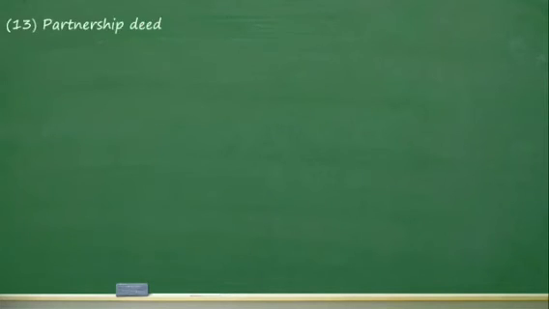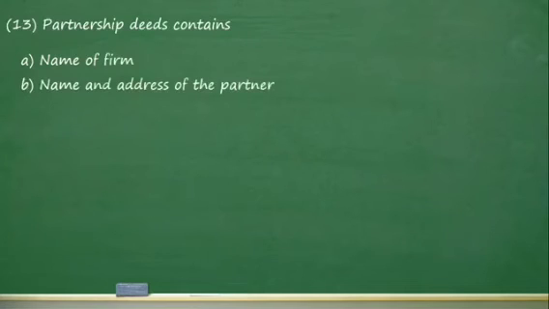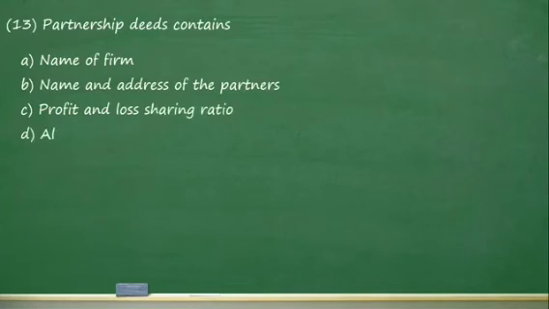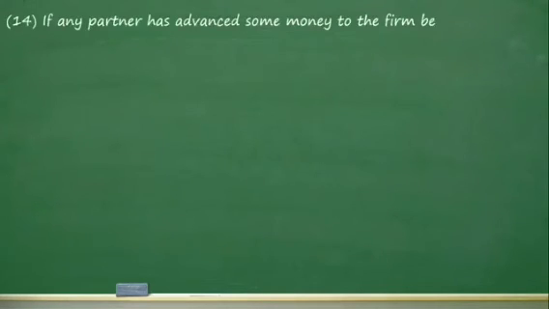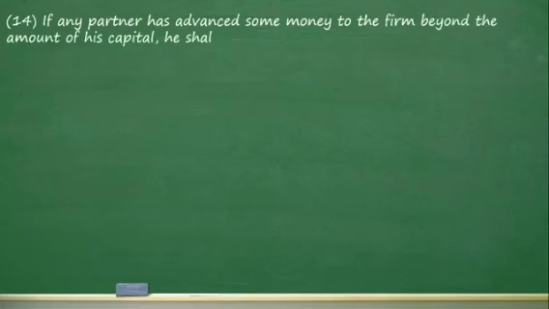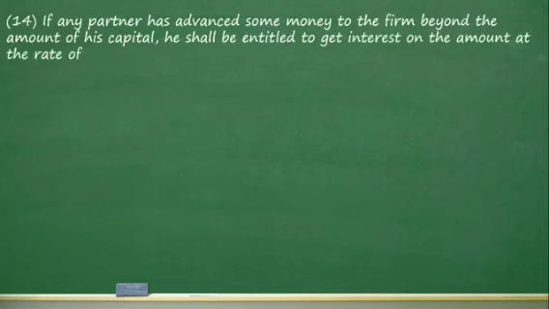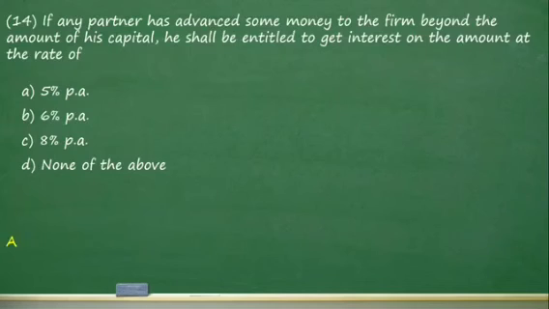The 13th expected question: partnership deed contains name of the firm, address of the partner, profit and loss sharing ratio, all of the above. The answer is all of the above. Then the 14th one: if any partner has advanced some money to the firm beyond the amount of his capital, he shall be entitled to get interest on the amount at the rate of 5, 6, 8, none of the above. The answer is 6% per annum. It is mentioned under the partnership deed.